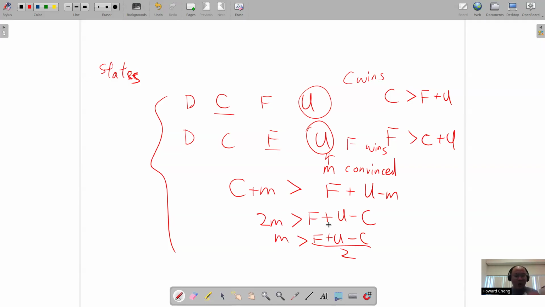So M is the number of people you need to convince in this state to win the district, assuming that you're not in one of these two categories. Okay. So now what? You can compute this. For that state, you can figure out how many people you need to convince. Maybe a small number, maybe a big number, who knows? But there will be a number.